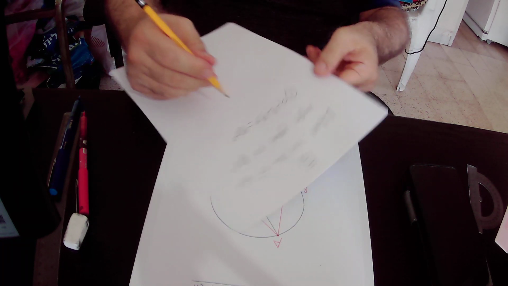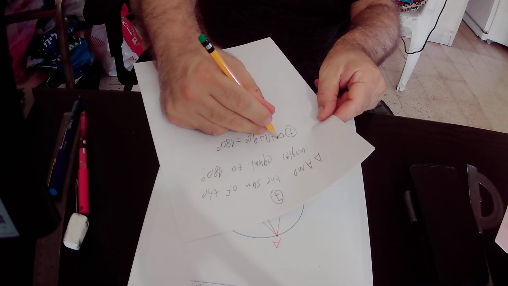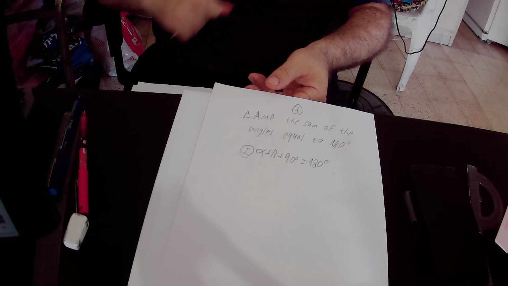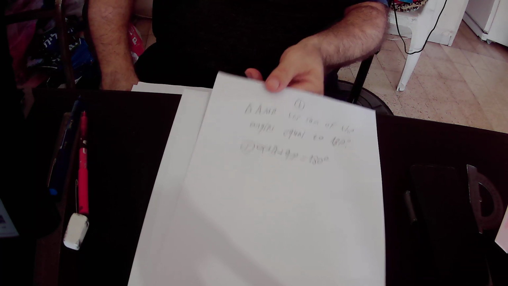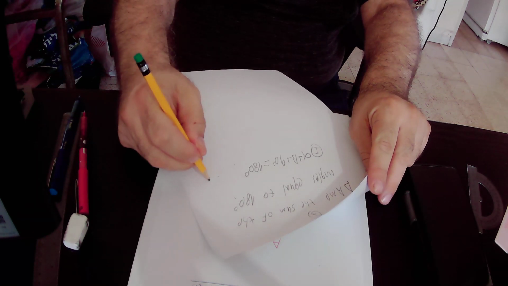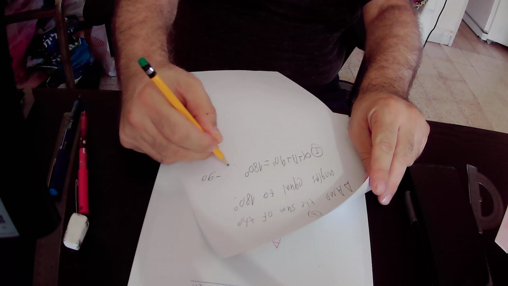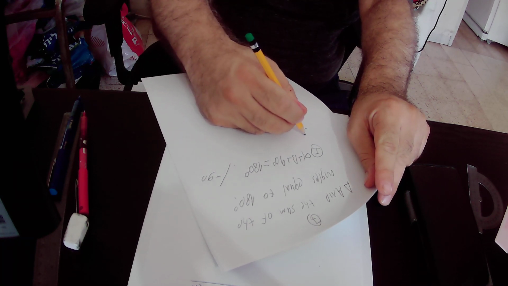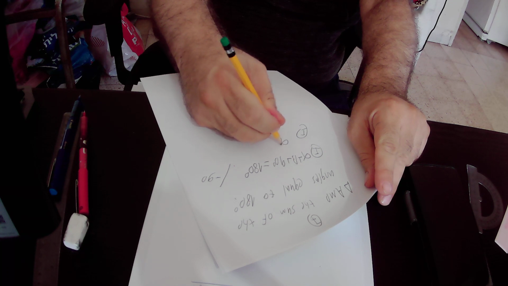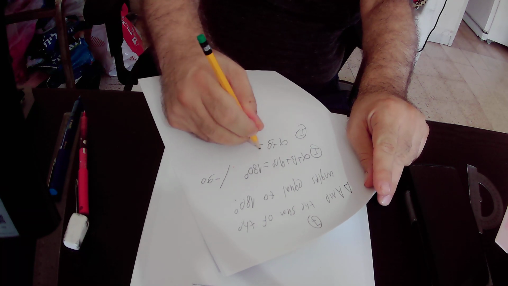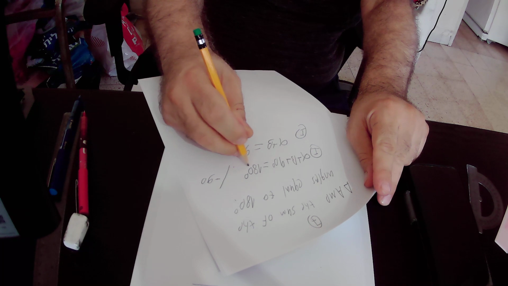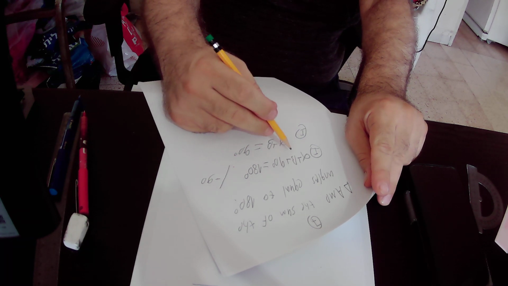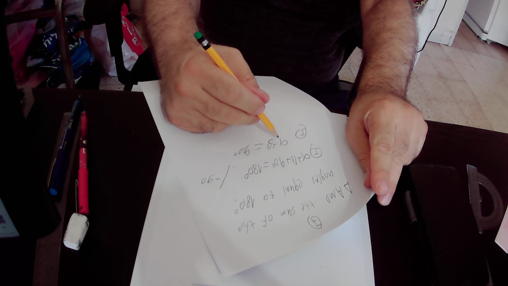So we actually can subtract 90 degrees from equation number 1, and we will get that alpha plus beta equals 90 degrees, because 180 degrees minus 90 degrees equals 90 degrees, and alpha plus beta plus 90 minus 90 equals alpha plus beta.